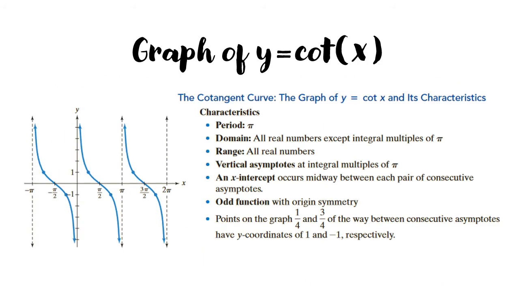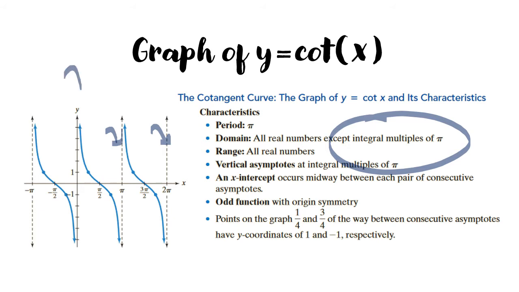Now the graph of cotangent x: the period is pi and the domain is all real numbers except for the integral multiples of pi. Notice the range is all real numbers. We say integral multiples of pi because notice here the asymptotes occur at pi, at 2 pi, and keep in mind this is not the same as negative tangent x. Notice the asymptotes are between 0 and pi.